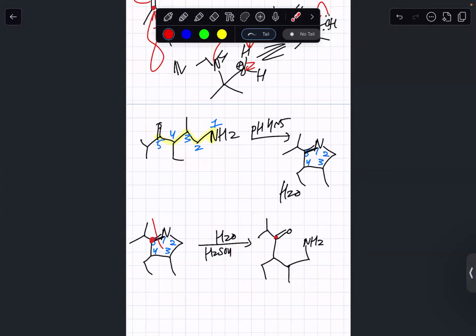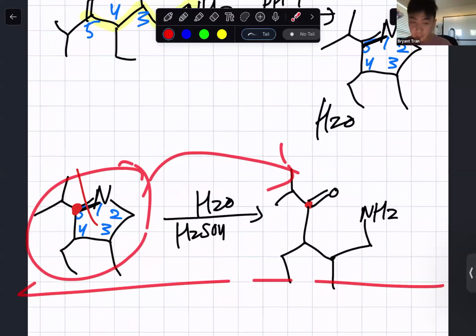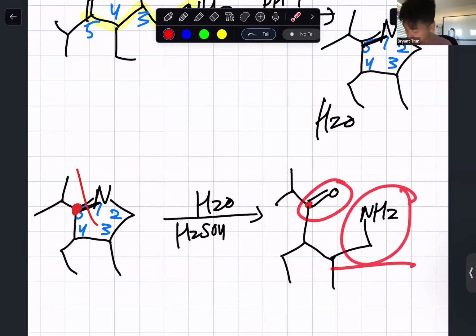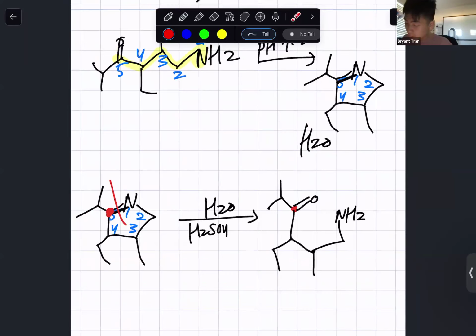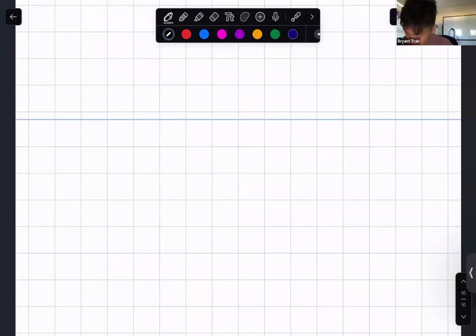So that's going hydrolysis. That's going backwards from a cyclic amine to the ingredients that we need to form an amine: a carbonyl, like a ketone or aldehyde, plus a primary amine or ammonia in acidic conditions here. Okay, nice. Let's now talk about enamine formation.